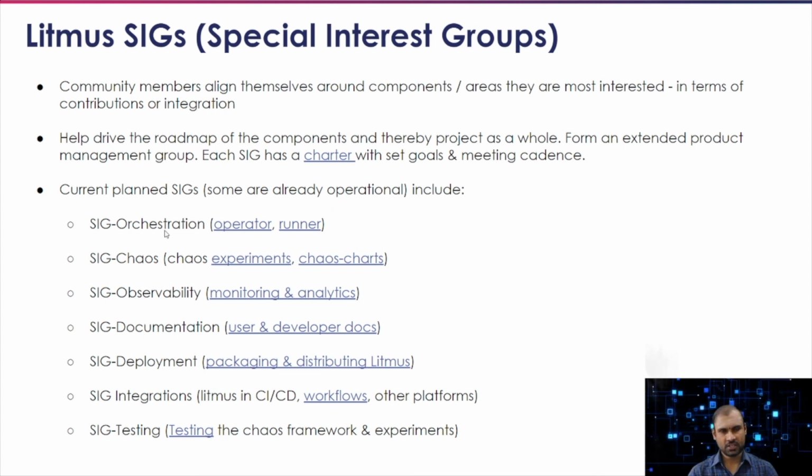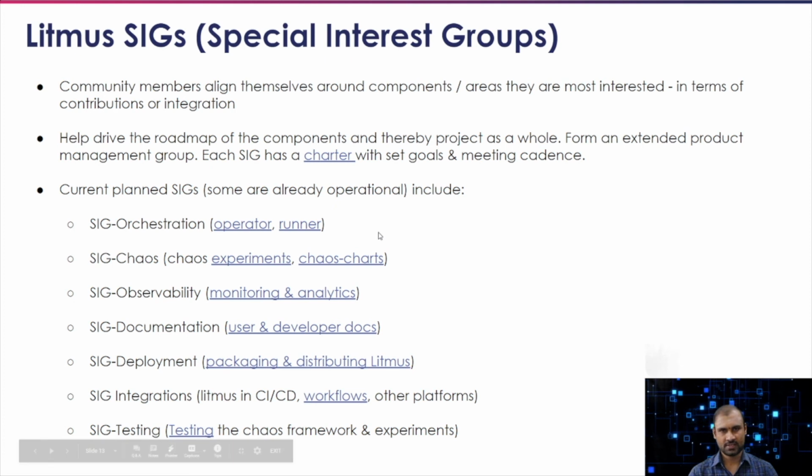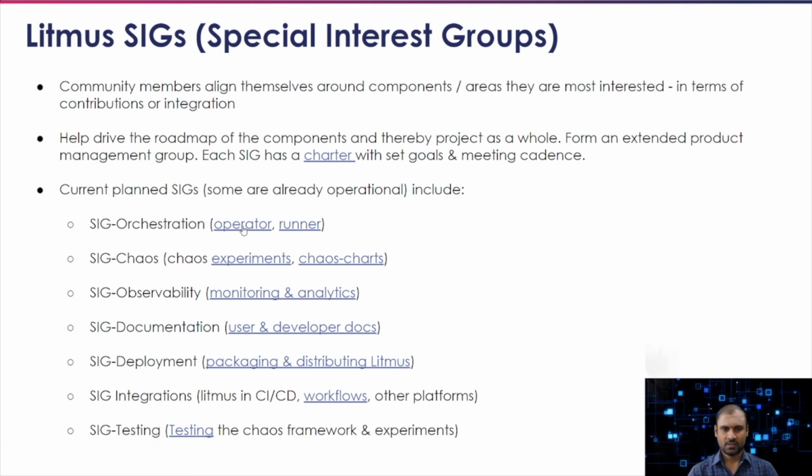The SIG orchestration, SIG chaos, SIG observability, SIG documentation, SIG deployment, SIG integrations, and SIG testing are the current planned and operational SIGs. They have these repositories specified within them. There are GitHub teams in the Litmus GitHub org comprising the community members who are interested in contributing and participating in the development of these components.